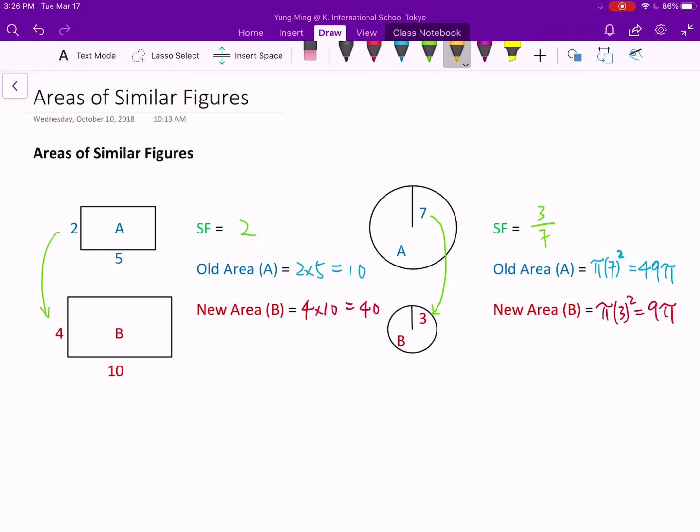Now, if you compare the 10 and the 40, which is the new area, I actually multiply by 4 in this case. Whereas in this case, if I want to go from the old to the new, I actually multiply by 9 over 49. Okay? So as you see, it's not actually exactly the scale factor that I'm multiplying in order to get from the old area to the new area. So that means we actually have a subtle, slightly different relationship between the old area and the new area.